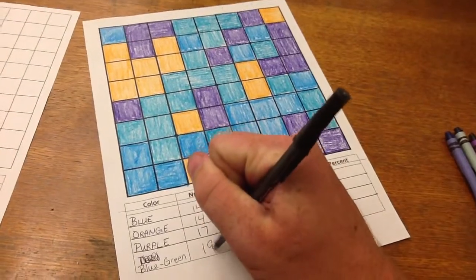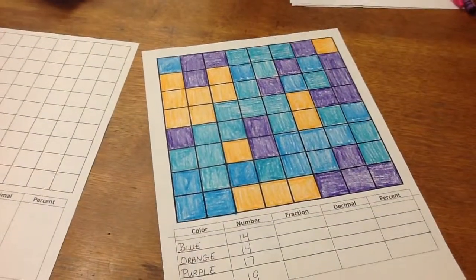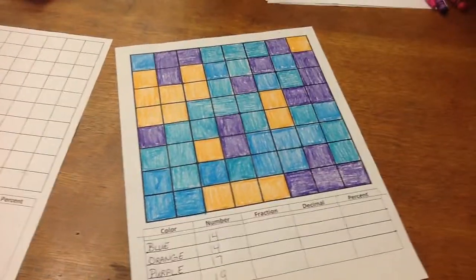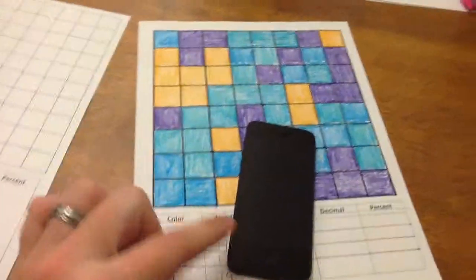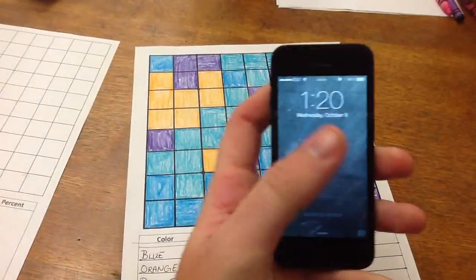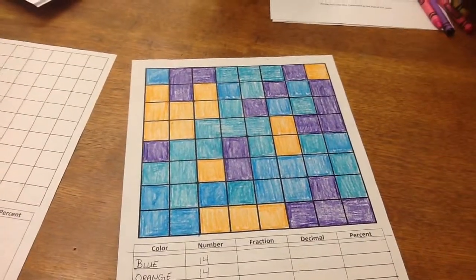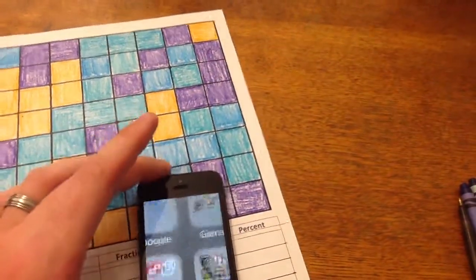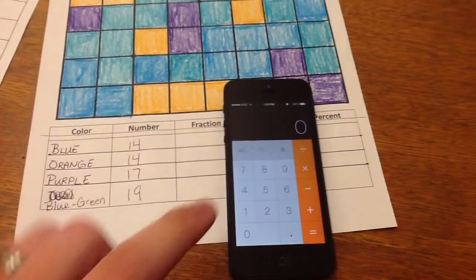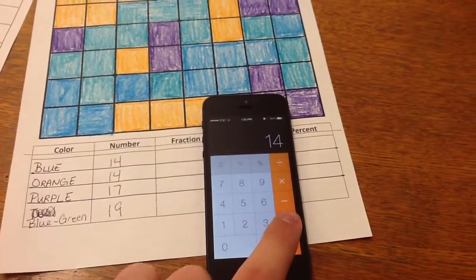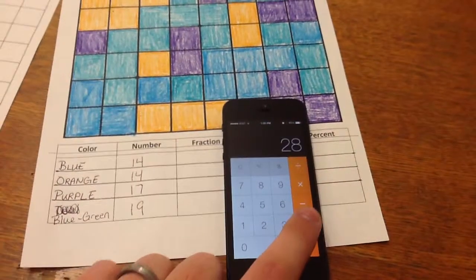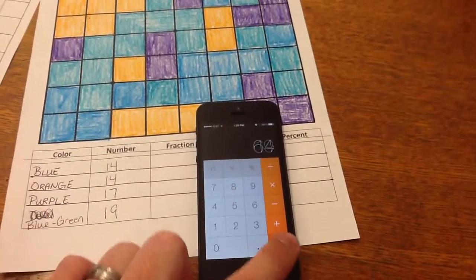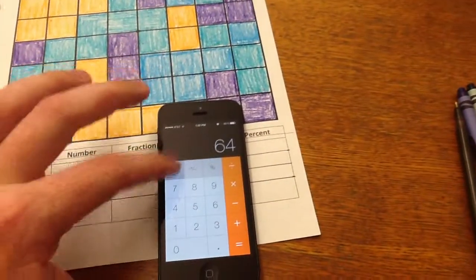And let's just make sure we have enough. This 8x8 grid has a total of 64 squares. So I'm hoping that my numbers add up to 64. And if we go ahead and use a calculator, which for me, I will use my phone, 14 plus 14 plus 17 plus 19 does equal 64, so we counted correctly.